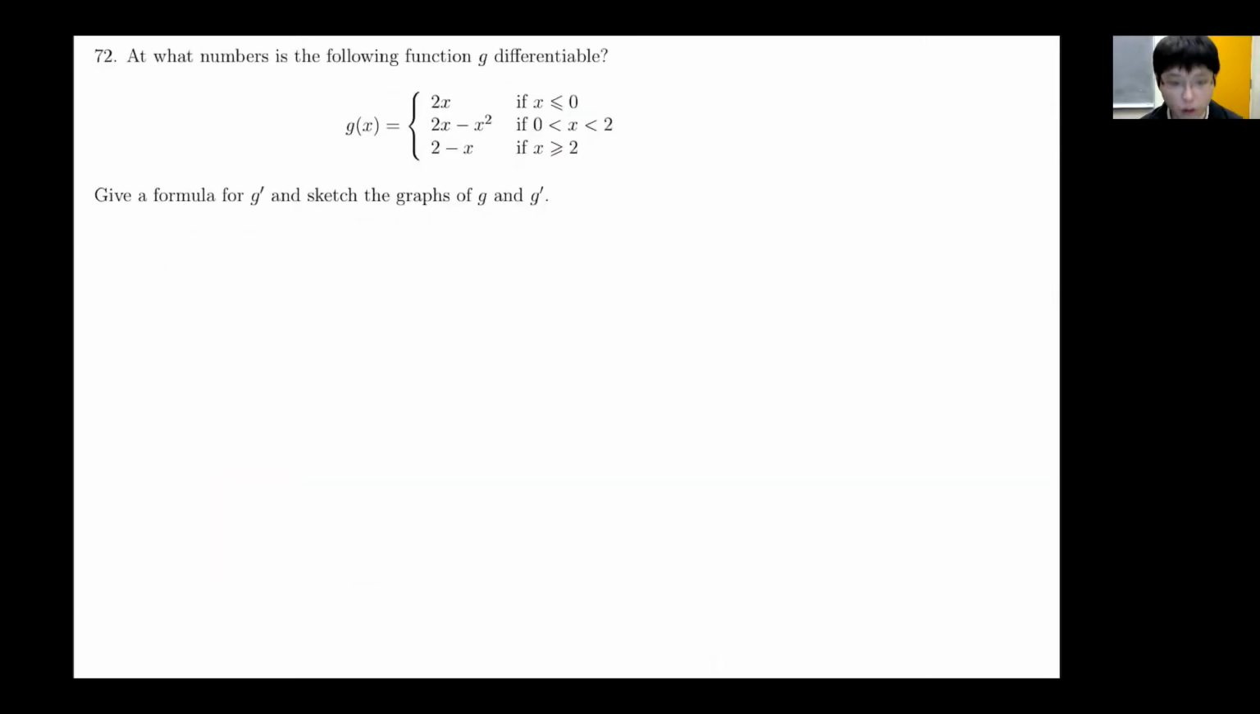Now let's work out number 72. We will first use the definition of derivatives to solve the problem. So this is solution 1. First we look at the derivatives at a generic point. If x is strictly less than 0, then g prime of x is the limit of 2 times x plus h minus 2x, divided by h. If you compute the limit, and I will skip the computation here, you will get a constant number 2. So that's the derivative of g when x is strictly negative.